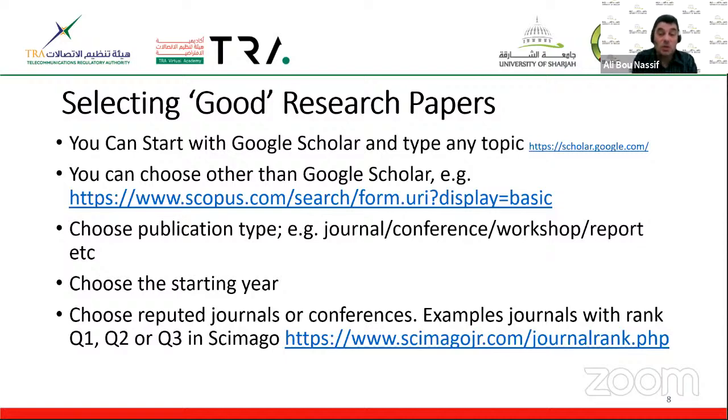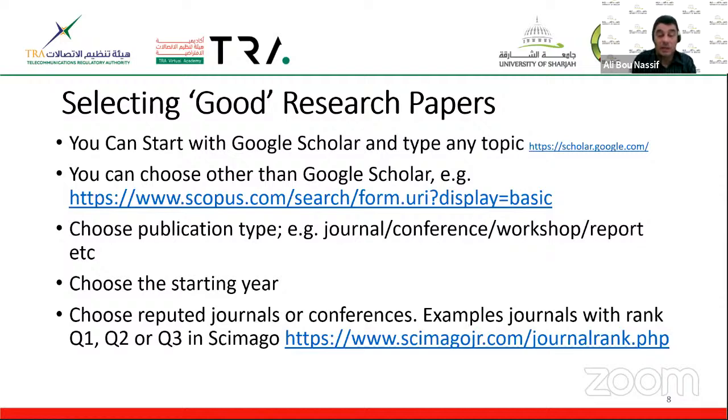The only problem here is Scopus is not open for everybody. Google Scholar, if you type scholar.google, anywhere in the world, you will get the website and you can search. Scopus is not free. For us, because our IP address, our internet from University of Sharjah, it's free for us. So this might not be free for you, but if it's free, it's very good because in Scopus you can choose, for example, only journals or only conferences.